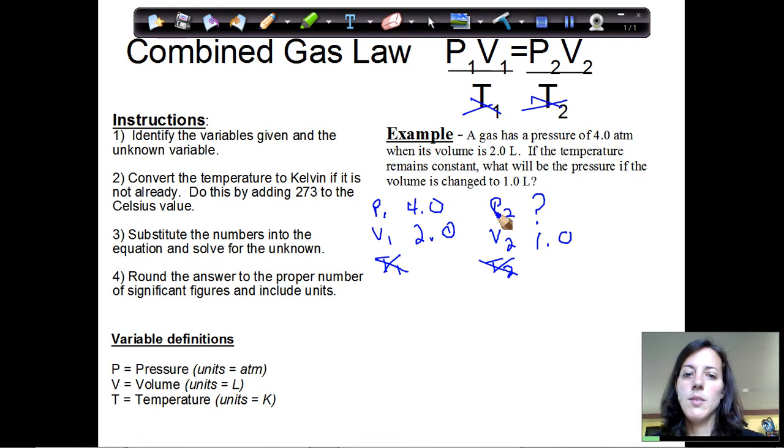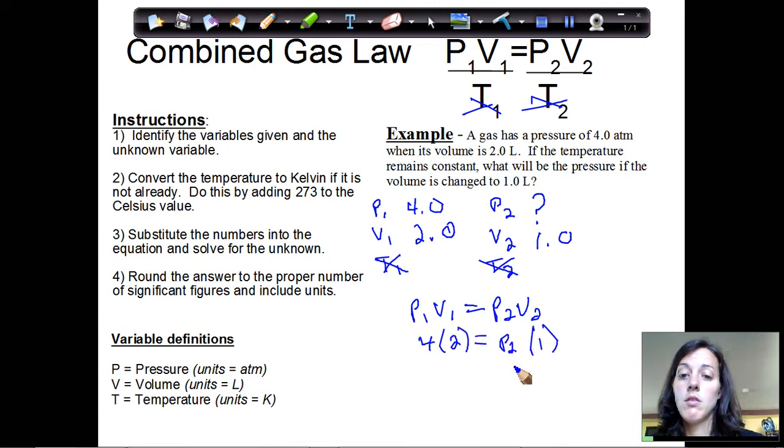So let's go ahead and substitute them in. P1 V1 equaling P2 V2, crossing out the temperatures because it remained constant. 4 times 2 equals P2, which we don't know, times 1. So 4 times 2, 8, equals P2, putting in our units of atmospheres. So the pressure would change to 8 atmospheres. And that is how we use the combined gas law.